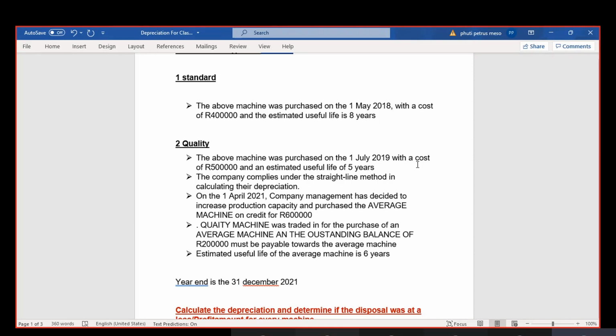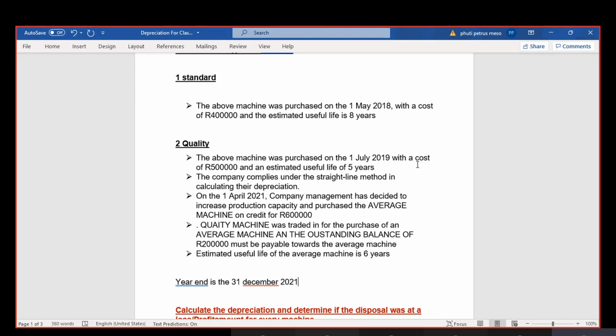I'm going to move on to the quality now, which says the above machine was purchased on the 1st of July 2019 with a cost price of 500,000 rand, with an estimated useful life of 5 years. However, the company has decided to comply with the straight line method in calculating their depreciation. On the 1st of April 2021, the company management has decided to increase production capacity and purchase the average machine on credit for 600,000 rand.